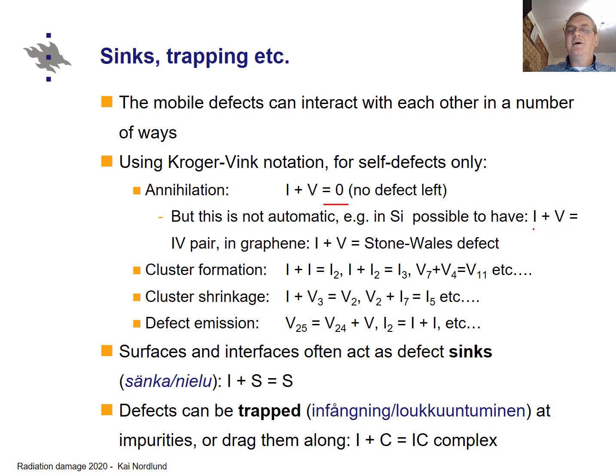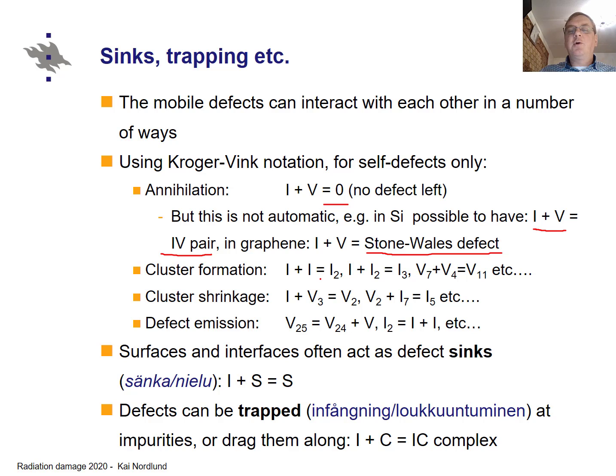But this is not actually automatically true. In silicon, it's possible that an interstitial and vacancy, when they come close by, form an IV pair, which is still a defect. And in graphene, the interstitial and vacancy, when meeting each other, can form a Stone-Wales defect, and so on. The IV pair by itself is not very stable. It vanishes around room temperature. In graphene, on the other hand, the Stone-Wales defect is extremely stable and very difficult to remove. So sometimes one can have alternative reactions to this one.